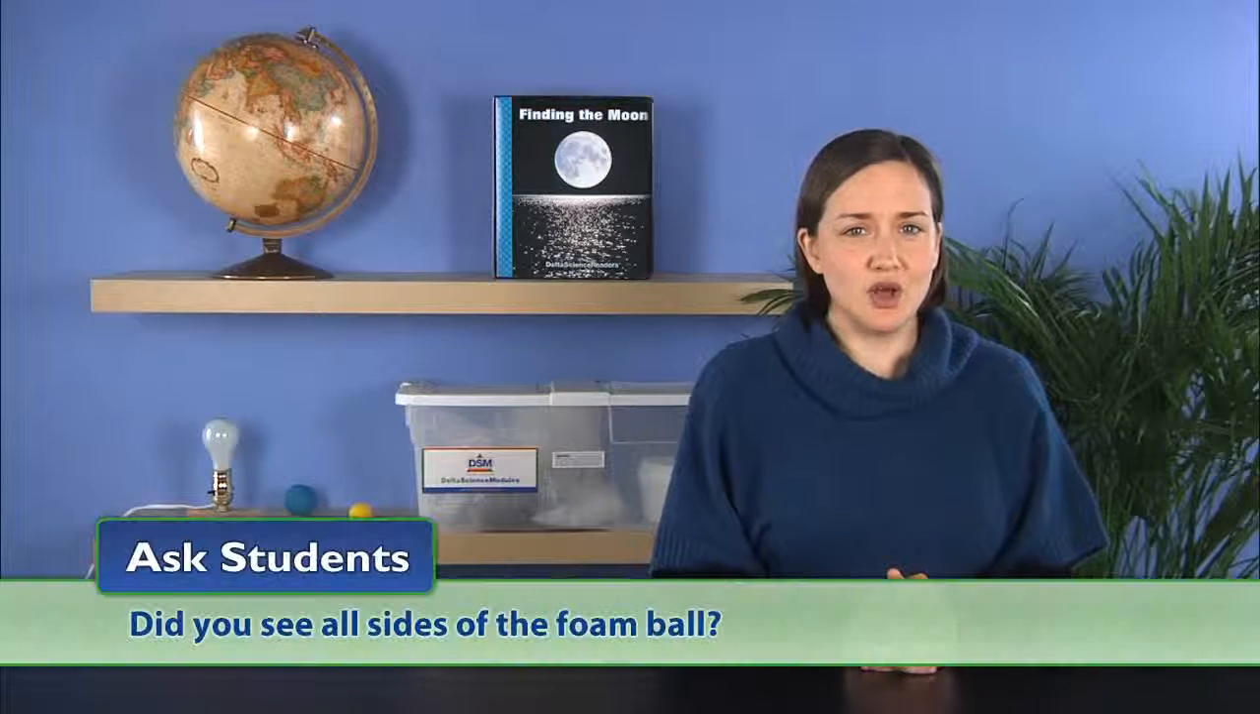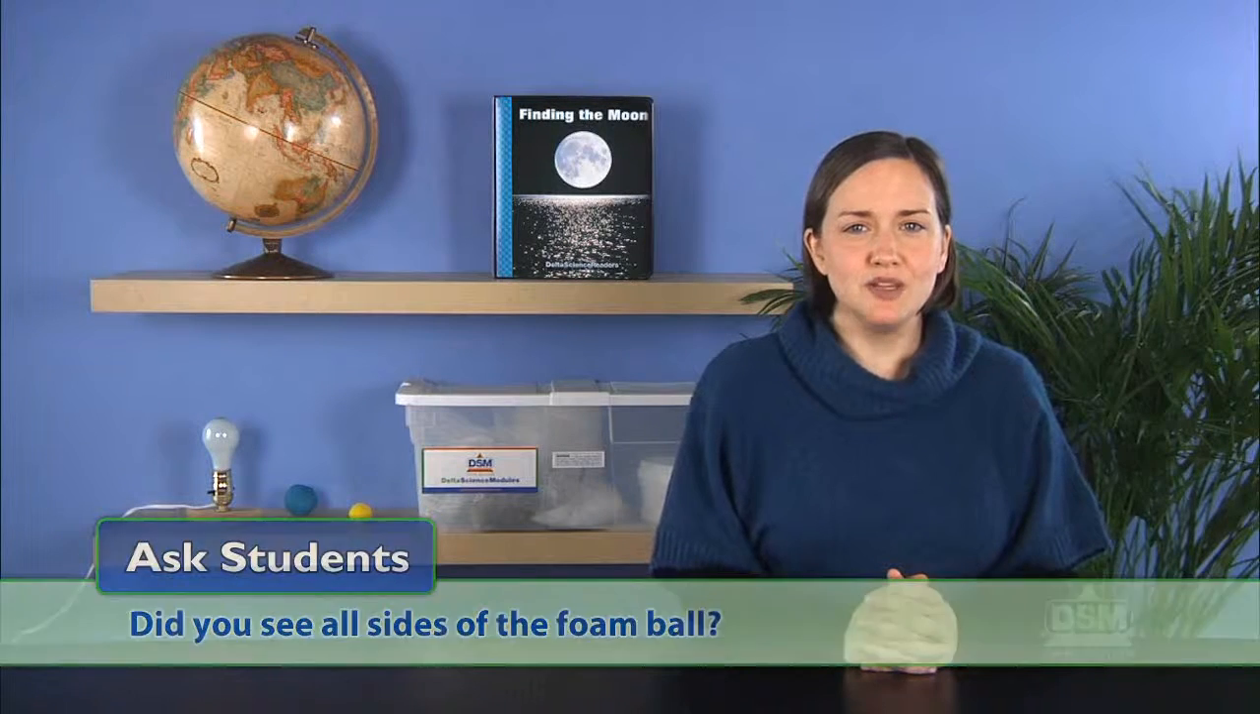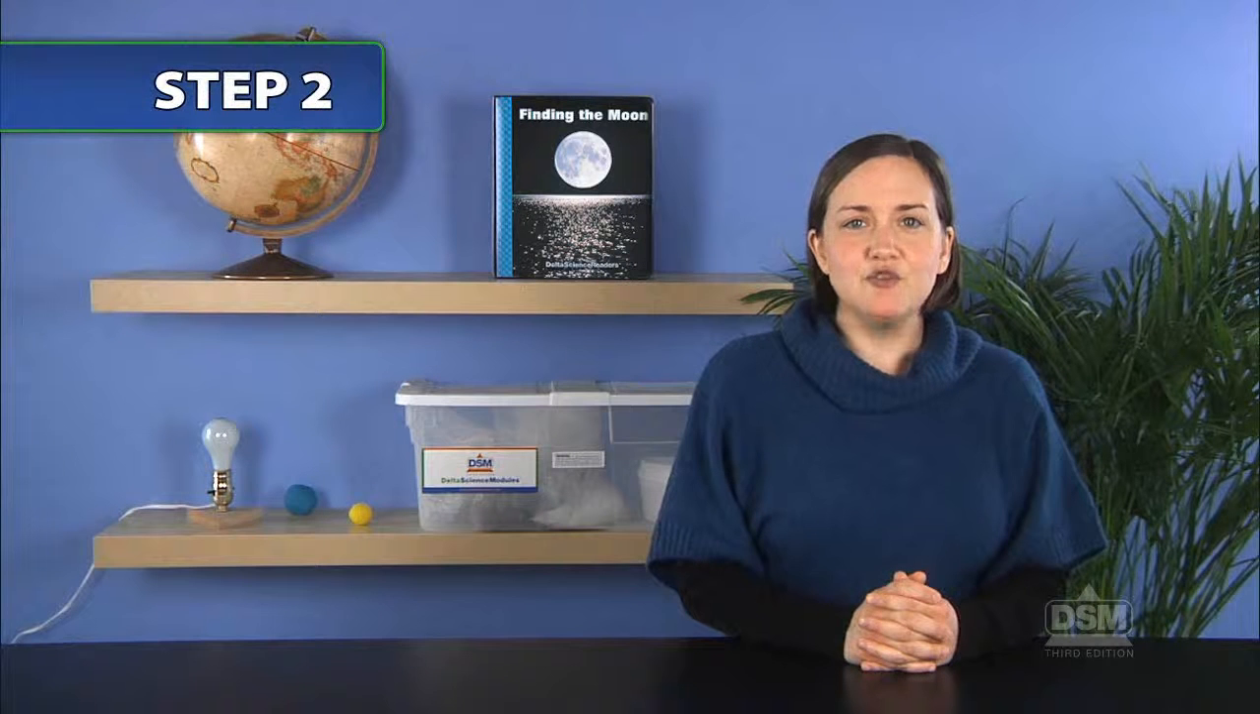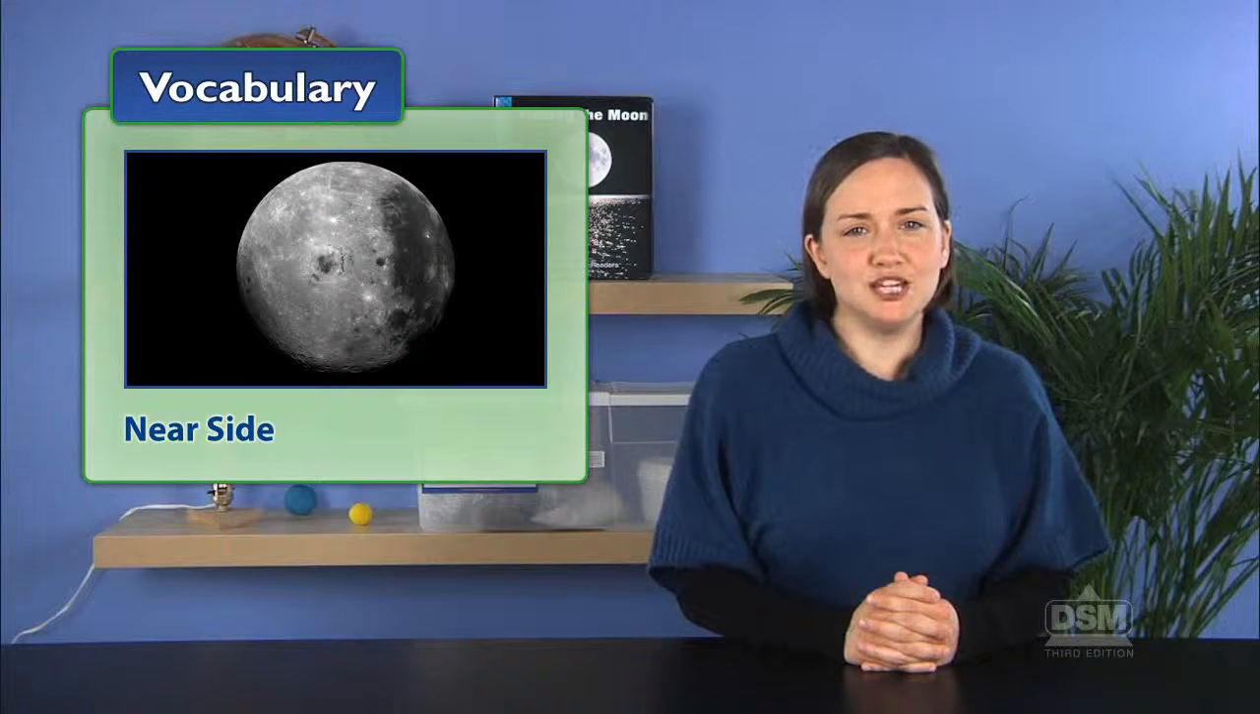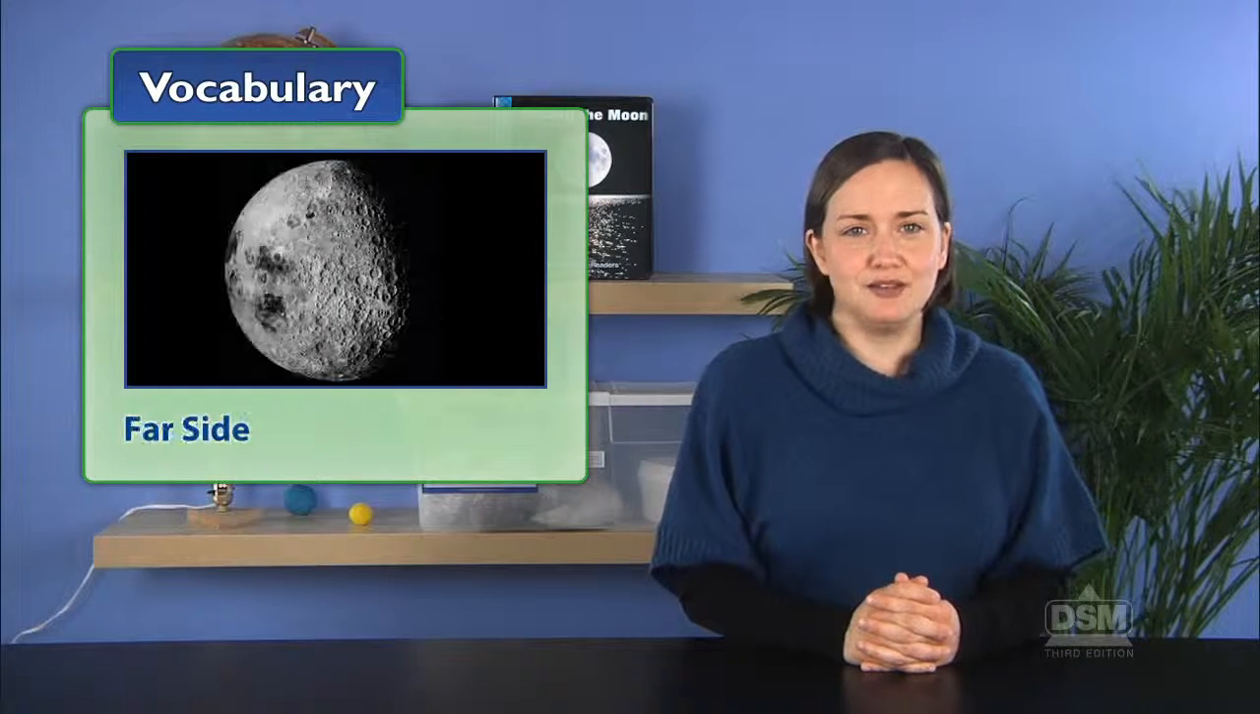Ask, did you see all sides of the foam ball? Students should realize that they only saw the side of the foam ball with tape on it. Tell students that, just as in this model, Earth only sees one side of the moon as the moon orbits Earth. Next, inform students that the side of the moon that can be seen from Earth is called the near side, and that the side of the moon that cannot be seen from Earth is called the far side.